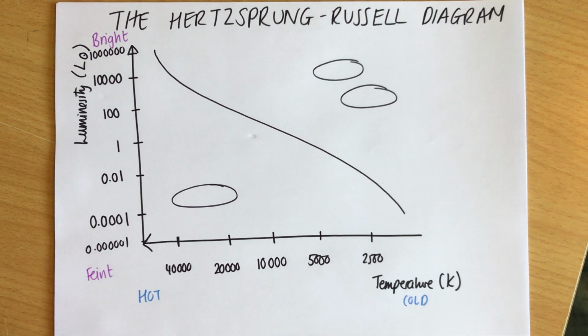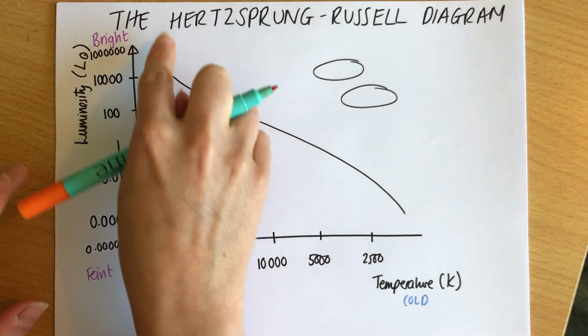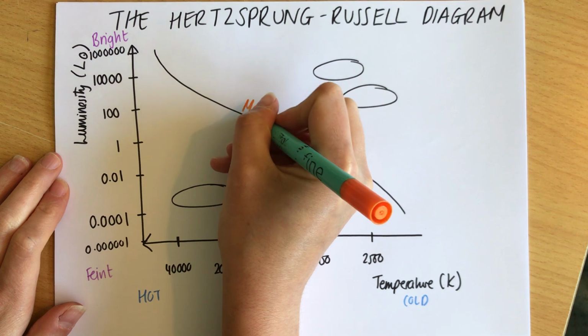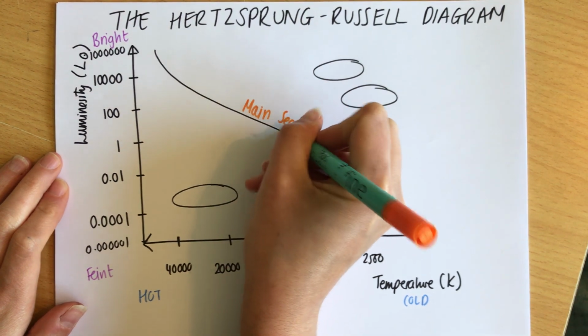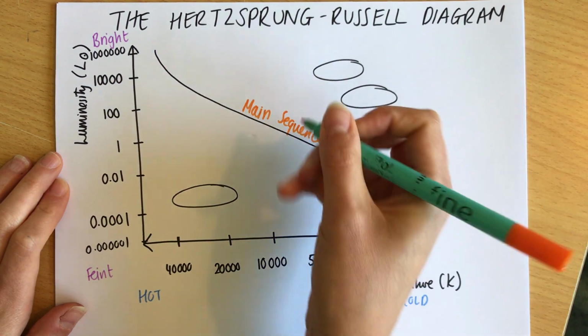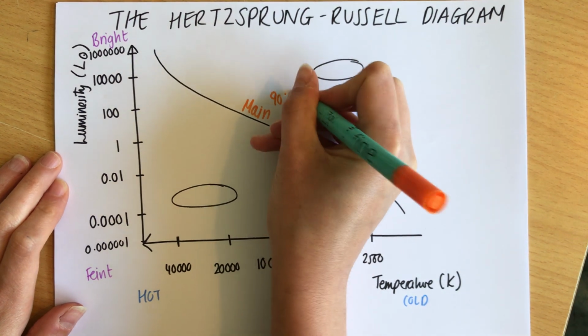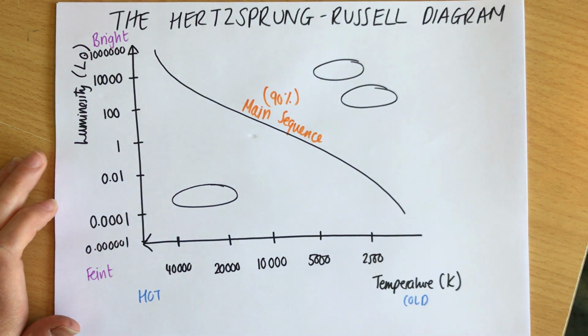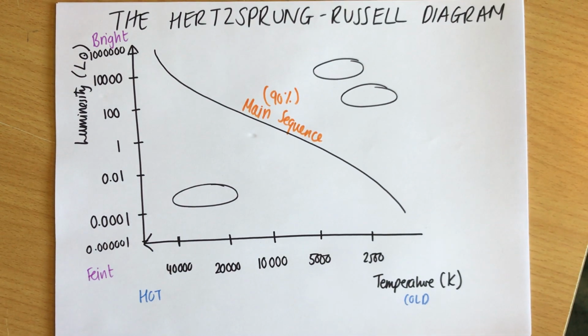Now you need to know what each of these sections stands for. This line here is the main sequence. And they found that about 90% of stars fitted on this main sequence. And that's what started to give them the idea that maybe stars actually change over their lifetime, and that if 90% of stars are on the main sequence, that suggests that they spend 90% of their time as a main sequence star.